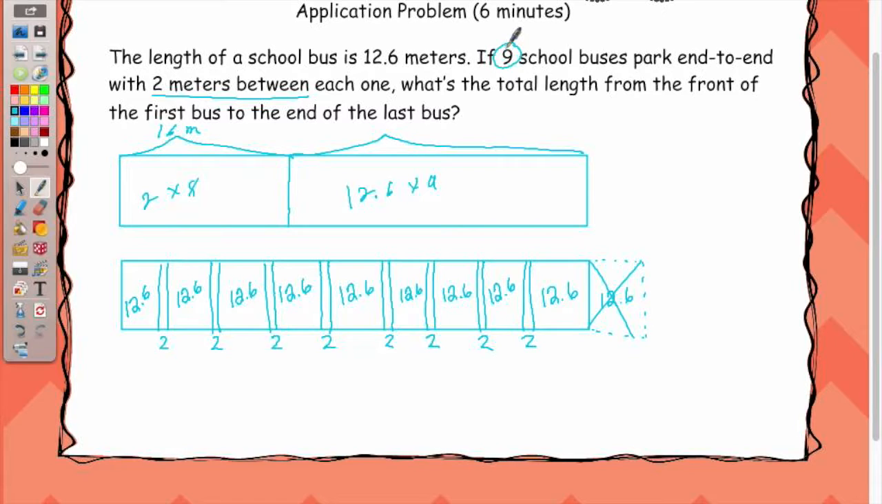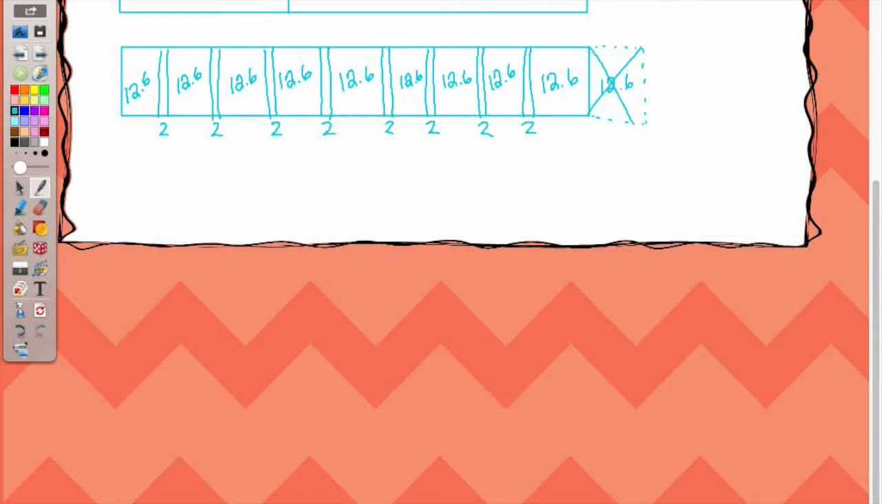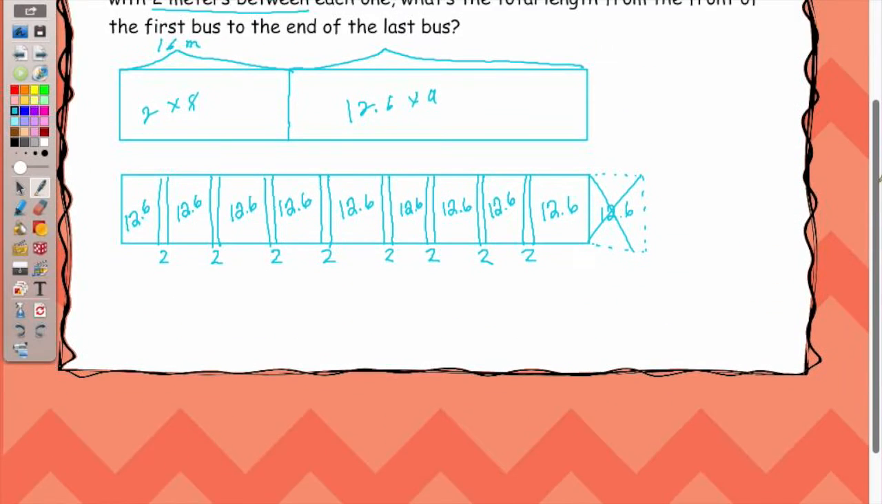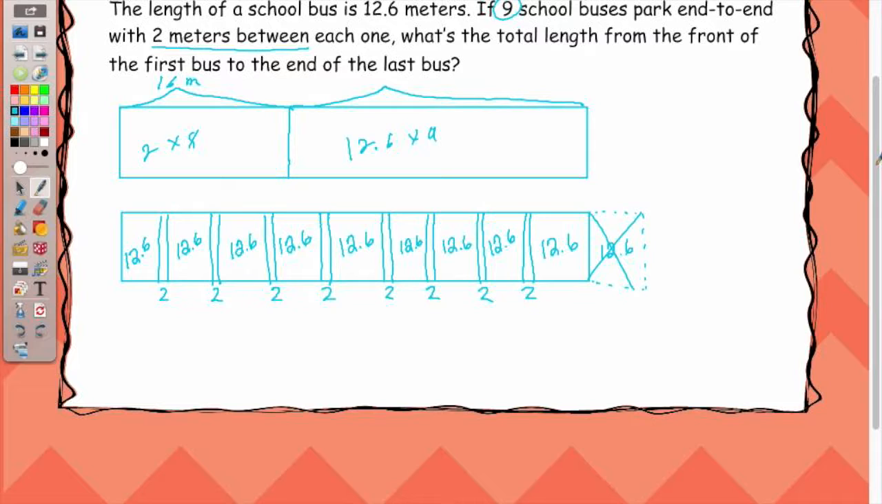Now if I were going to do this in my head, oh, by the way, if I do 12.6 times 10, what do I get? I move the decimal. I hop the decimal and I get 126, okay? So there's half my problem.